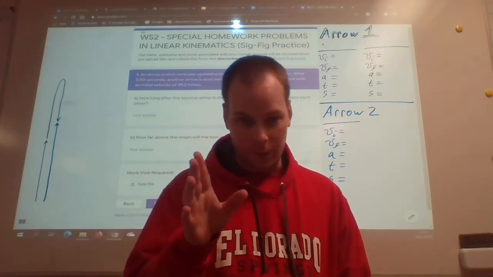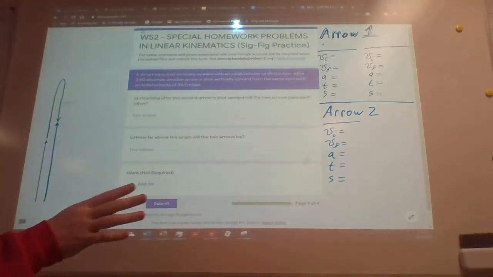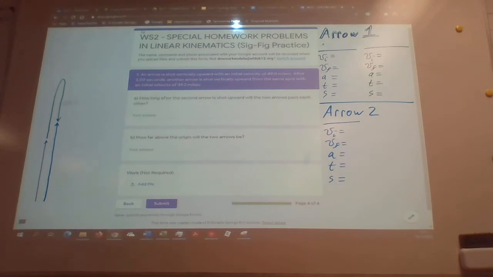So first off, let's read through this problem. An arrow is shot vertically upward with an initial velocity of 49 meters per second. After 3 seconds, another arrow is shot vertically up from the same spot, but this time with an initial velocity of 39.2 meters per second. Question A, how long after the second arrow is shot upward do the two arrows pass each other? And B, how far above the origin will the two arrows be?